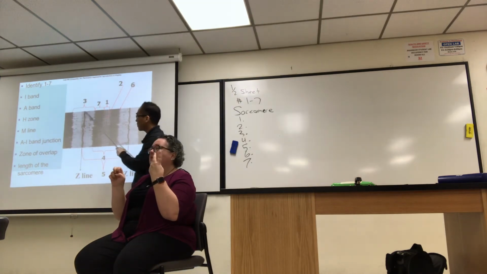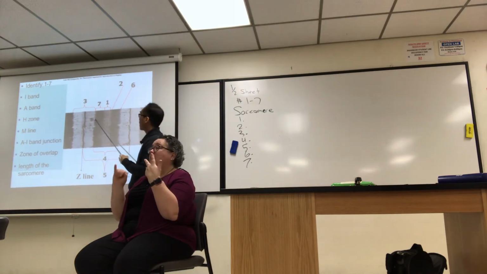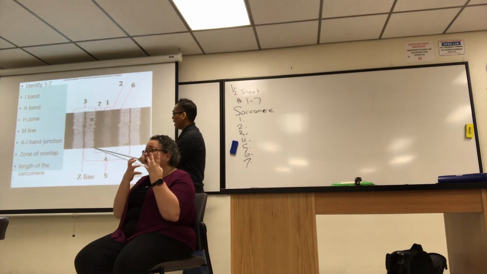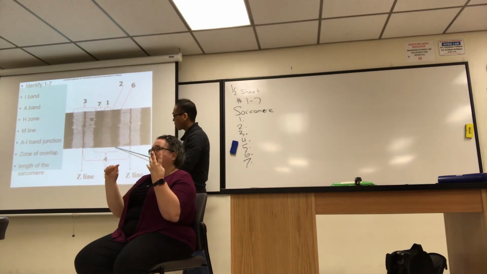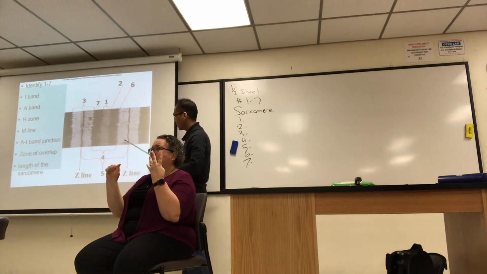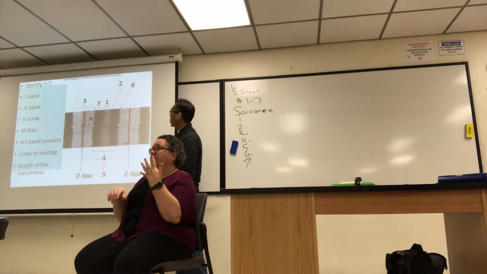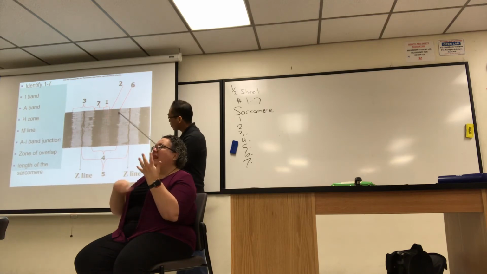Number 3, it's the light band. I band. Number 4, it's the dark band. A. Spans the width of myosin. Number 5, Z to Z. Length of the sarcomere. Number 6, right there where light meets dark.